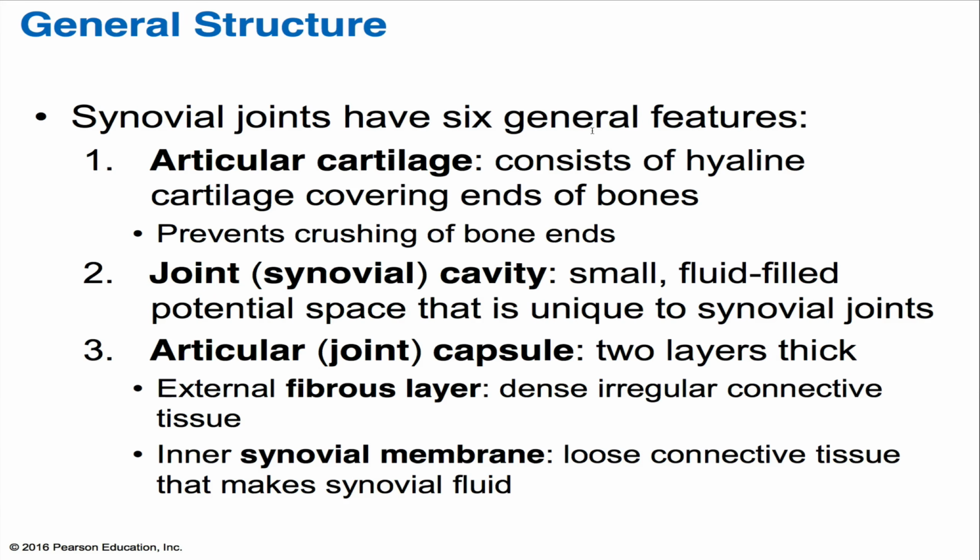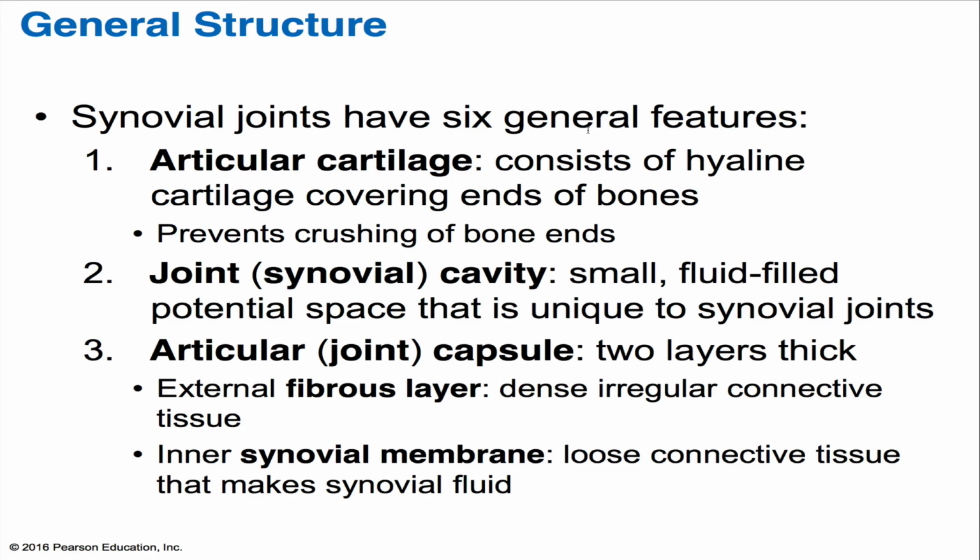Now we're going to be talking about the 6 general features that we see at synovial joints. The very first thing that we see is this glassy smooth hyaline cartilage that covers the articulating bone surfaces as articular cartilage. Although the articular cartilage is less than a millimeter in thickness, it acts as a spongy cushion that absorbs the compression placed on the joints, and this is what keeps the bone ends from being crushed.